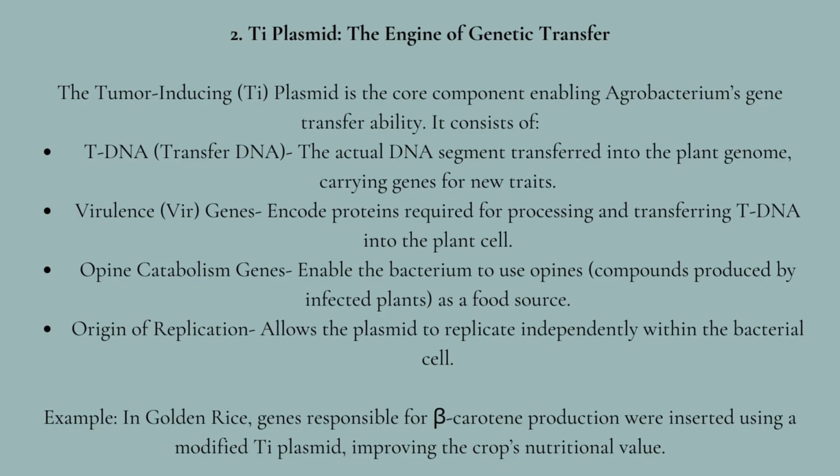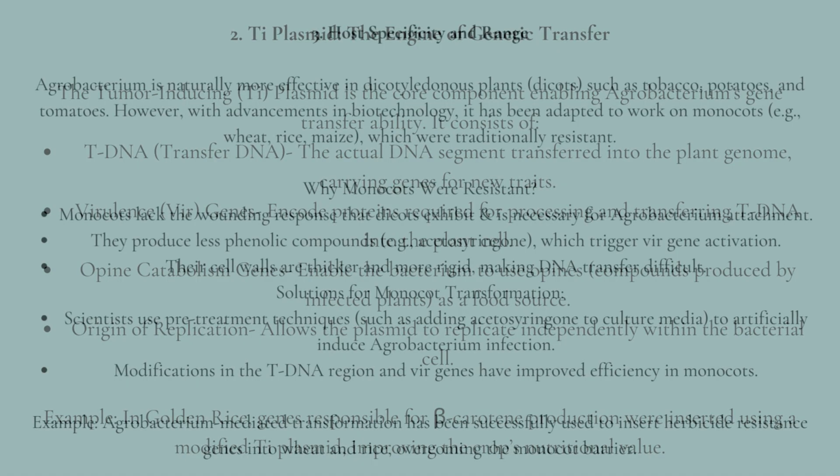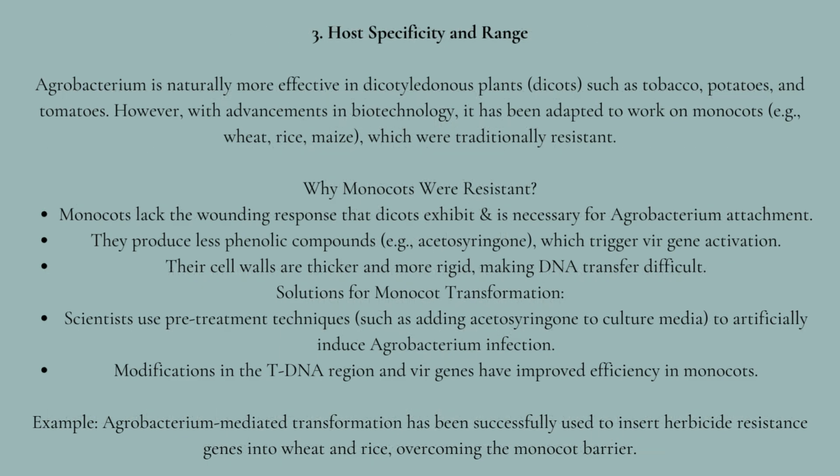As an example, in golden rice, a modified Ti plasmid was used to insert genes for beta carotene production, enhancing its nutritional value. Third would be host specificity and range. Agrobacterium naturally infects dicot plants like tobacco, potatoes, and tomatoes, but it was less effective in monocots like wheat, rice, and maize. Advances in biotech have expanded its use in monocots.